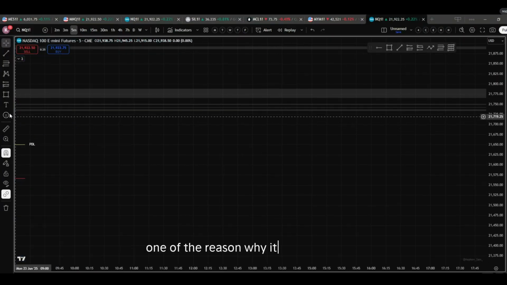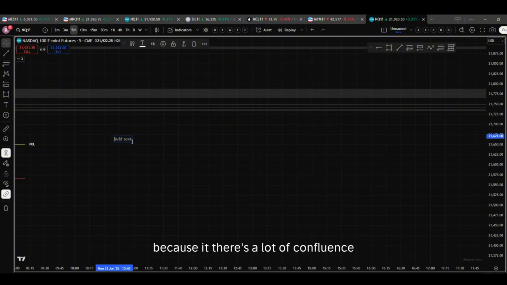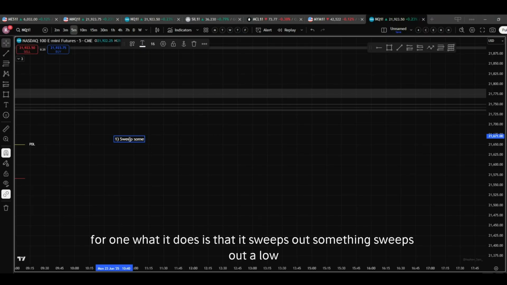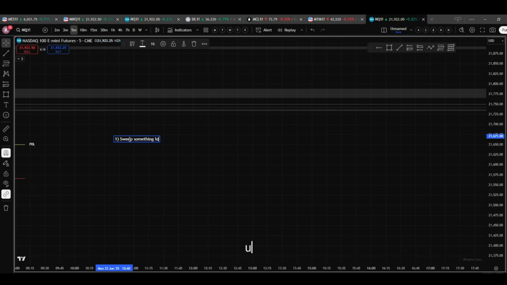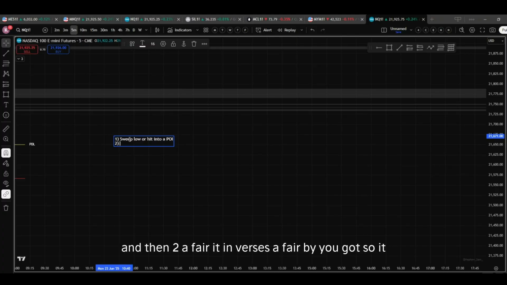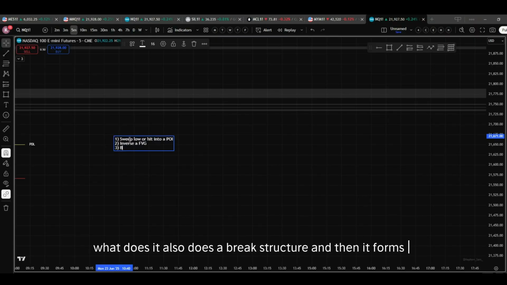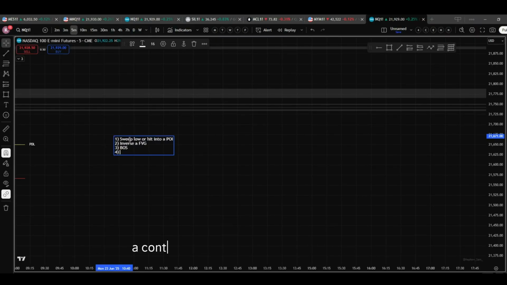One of the reasons why it is pretty strong is that there's a lot of confluence. For one, it sweeps out a low, or hits into a POI. Two, it inverses a fair value gap. And three, it also does a break of structure, and then it forms a continuation fair value gap to go forward.